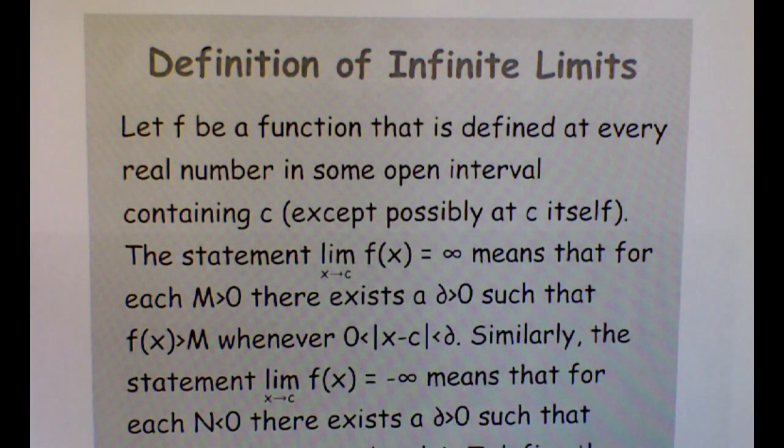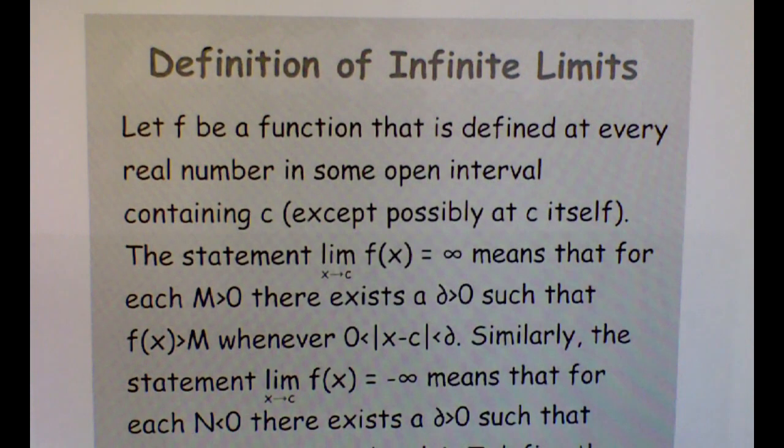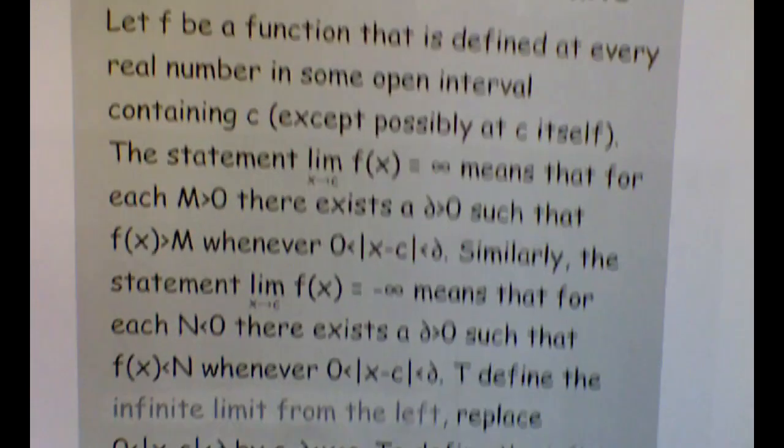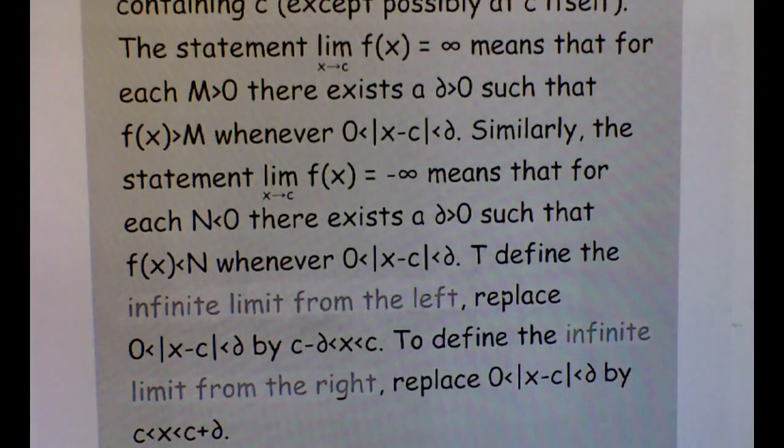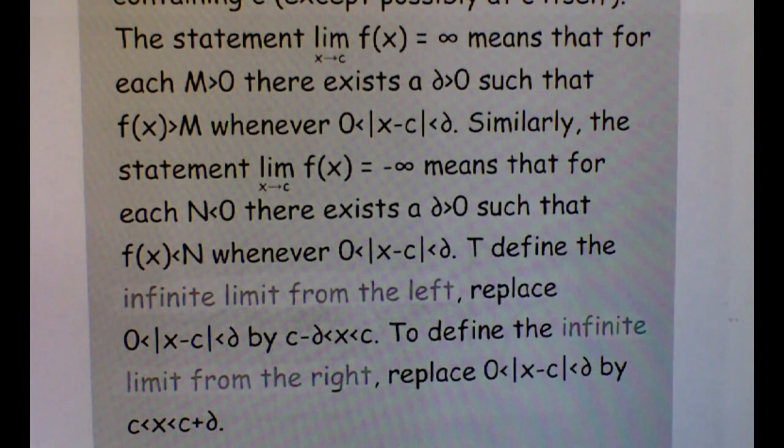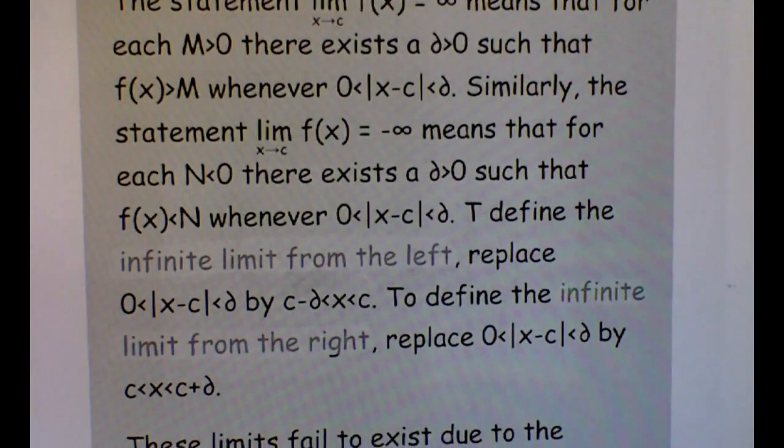So basically that means the limit as x approaches c of f of x equals infinity if there's always a bigger value as I get closer to the c value. Similarly, the statement, the limit as x approaches c of f of x equals negative infinity means that for each N less than 0, there exists a delta greater than 0 such that f of x is less than N whenever |x - c| is between 0 and delta. So the limit as x approaches c of f of x equals negative infinity if as I get closer and closer to c, there's always a smaller and smaller y value.